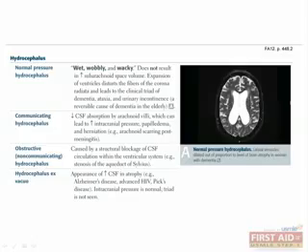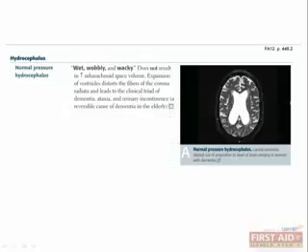Hydrocephalus is known as water in the head, and it is caused by increased CSF in the intracranial cavity, leading to mass effect. NPH, or normal pressure hydrocephalus, is commonly seen in the elderly. The ventricles are abnormally dilated, but the CSF pressure is not elevated, hence the name. This is thought to be due to impaired CSF reabsorption at the arachnoid granulations.